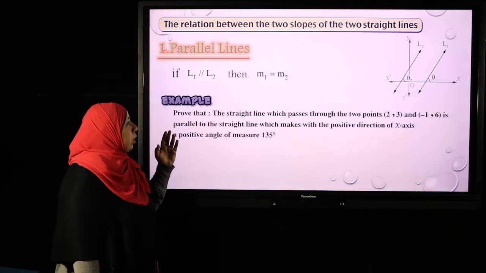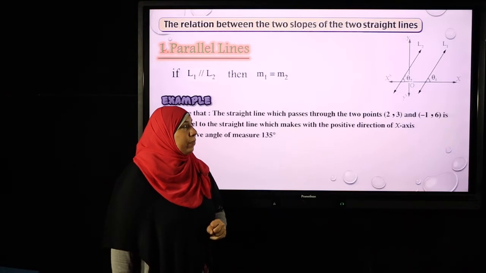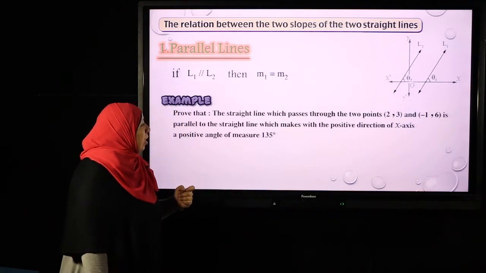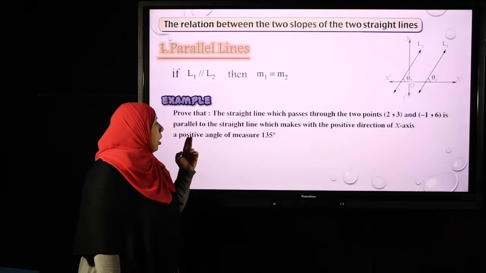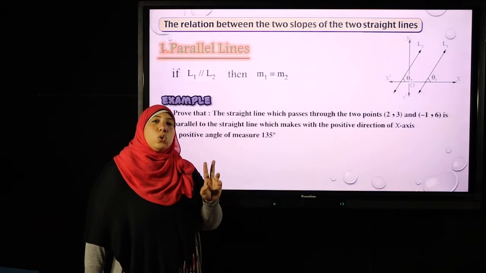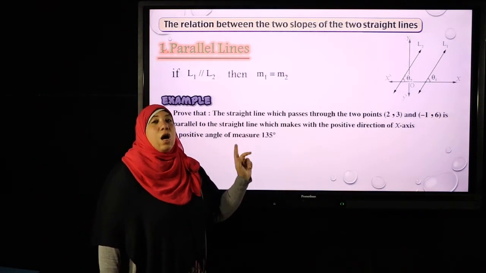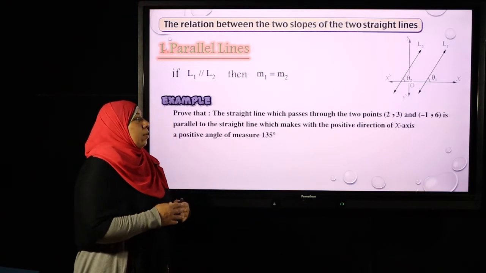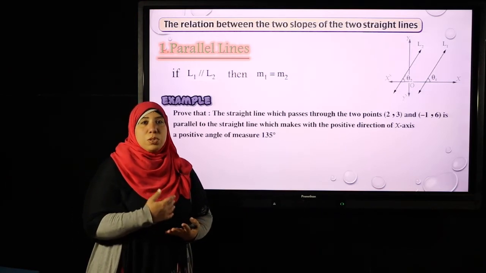For example, he will give you a question like this. Prove that the straight line which passes through the 2 points (2, 3) and (-1, 6) is parallel to the straight line which makes with the positive direction of the x-axis an angle of 135 degrees. I have here two different straight lines. One of them passes through 2 points and the other makes an angle with the positive direction of the x-axis. So to prove that they are parallel, I have to find their slopes.